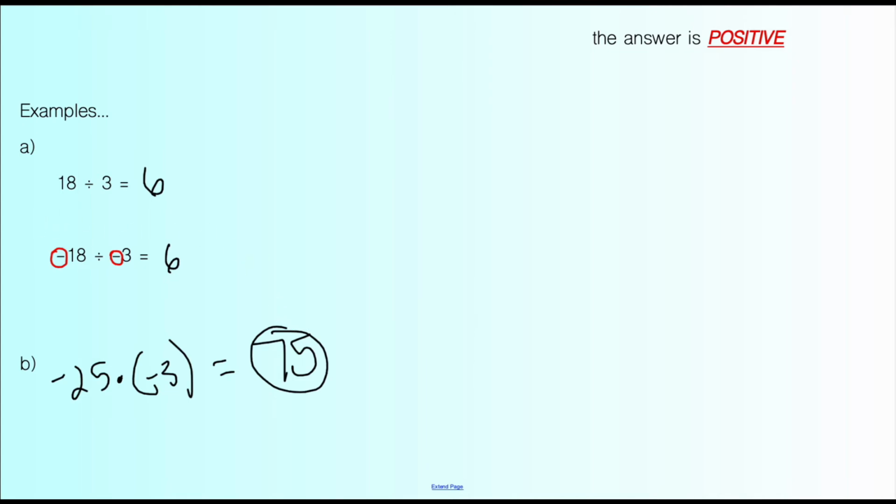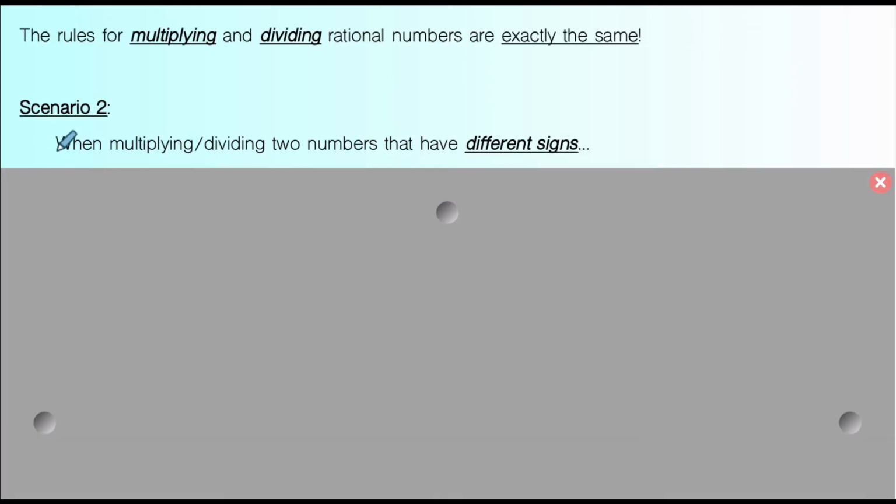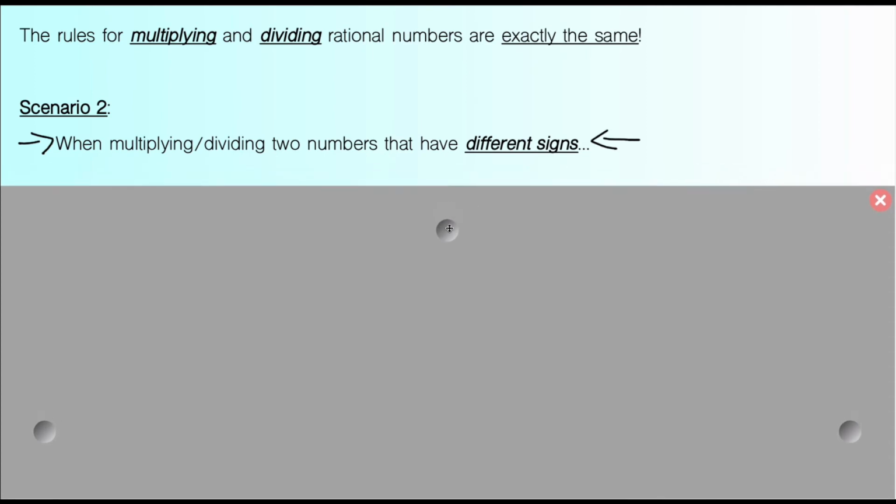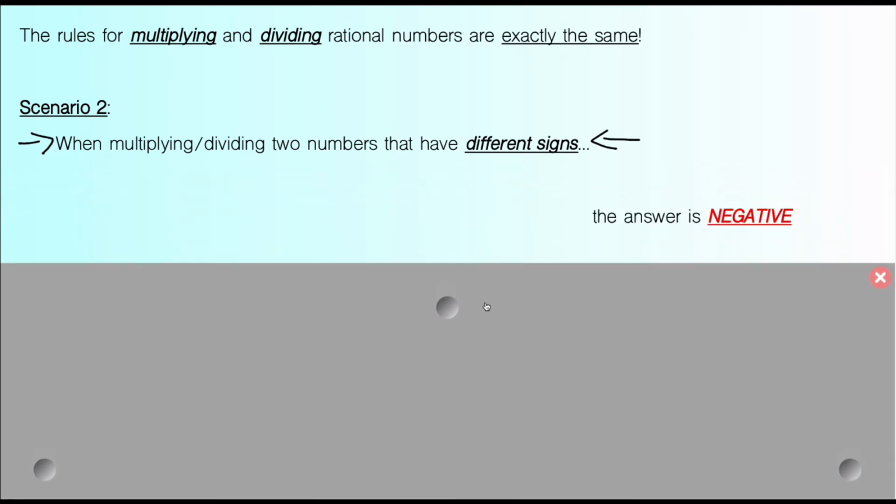Okay, enough of that. The second scenario is what happens when you are multiplying or dividing two numbers that have different signs. So that would mean a negative multiplied or divided by a positive. So you've got one of each. When they have different signs, your final answer is going to be a negative number. So positive multiplied by a negative results in you having a negative answer.